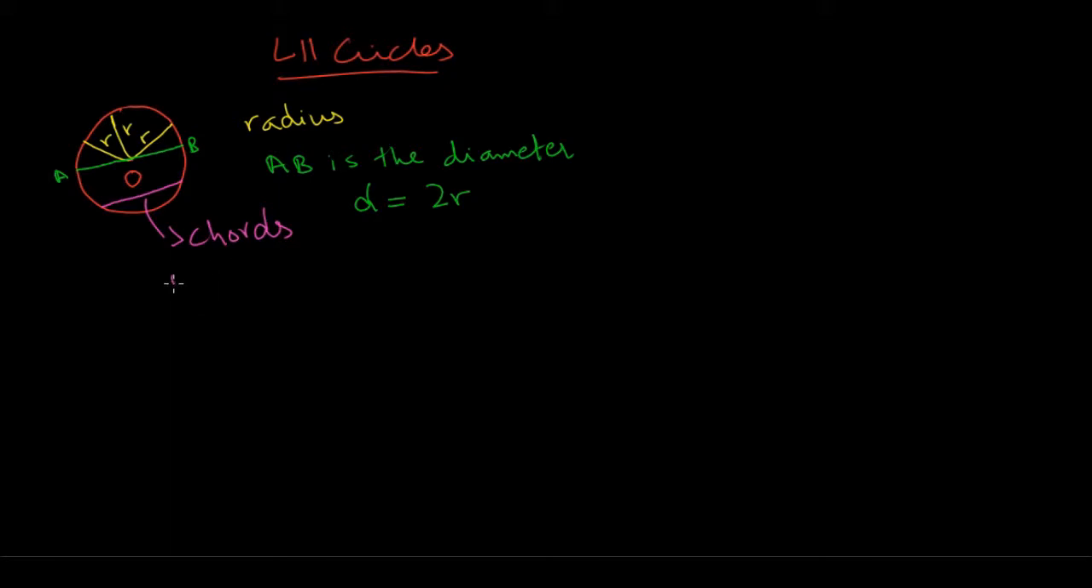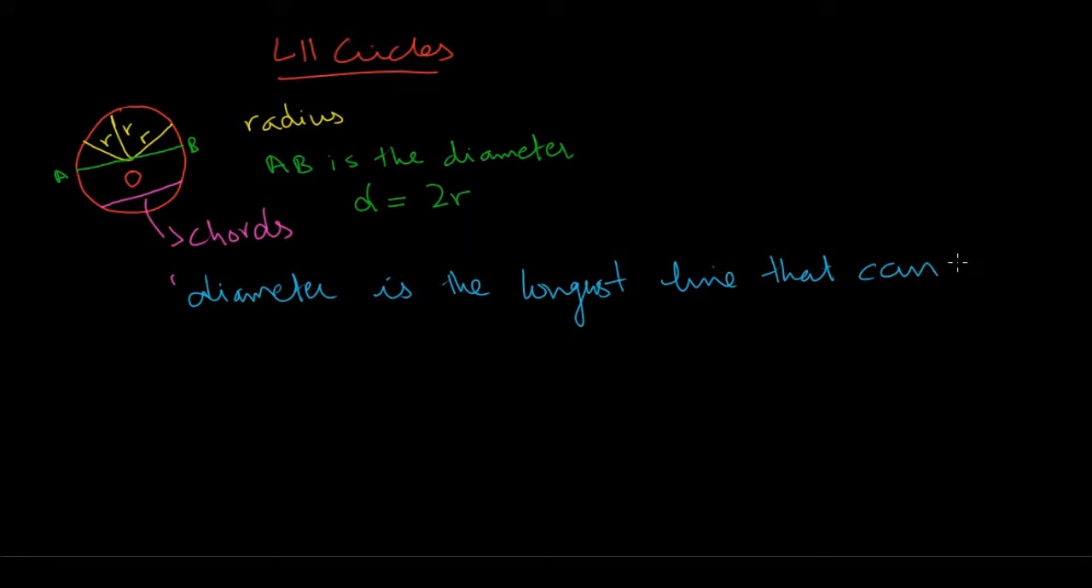Another important fact to remember is that the diameter is the longest line that can be drawn inside a circle from one edge to the other edge. So no other line inside a circle can be longer than the diameter. This fact is pretty important, and the GRE would test you on this every now and then.